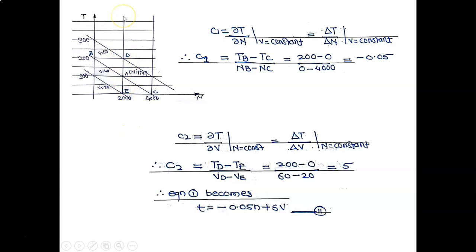Therefore, along this line we will find out delta t and delta v. Therefore, C2 is equal to TD minus TE divided by VD minus VE, which is equal to TD means 200, TE means 0, VD means 60, VE means 20. Therefore, C2 is equal to 200 minus 0 divided by 60 minus 20, which is equal to 5. Therefore, our equation 1 becomes small t is equal to minus 0.05 n plus 5v, equation 2.